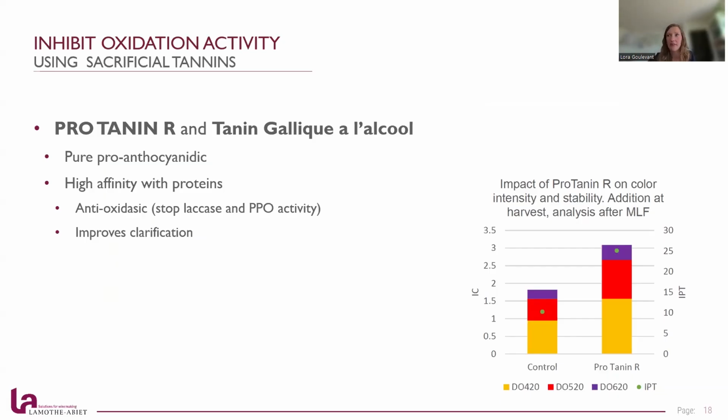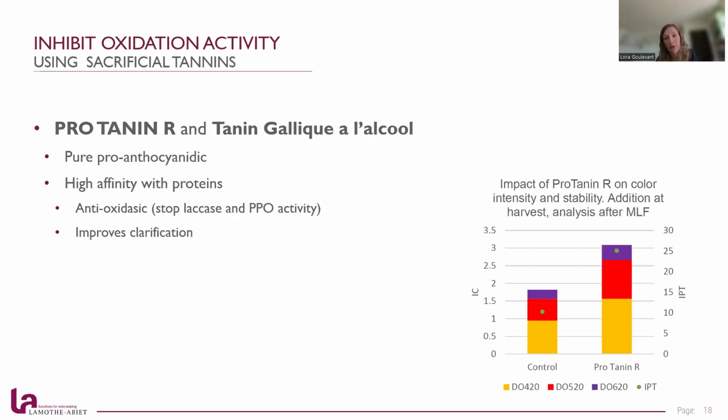They are anthocyanidic tannins. They have a high affinity with proteins, so they react with proteins and enzymes. Enzymes are proteins, so they react with laccase activity, which comes from botrytis, and they stop it. Same with PPO activity. So if you have any damaged grapes, botrytis, mold or any damage on your grapes, using this type of tannins will stop the oxidation reaction.